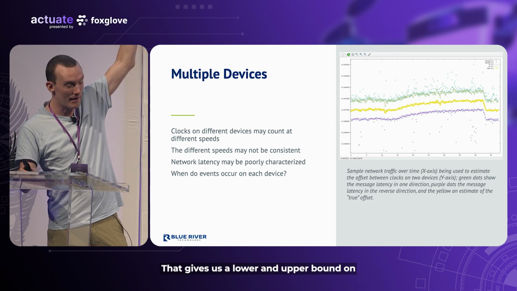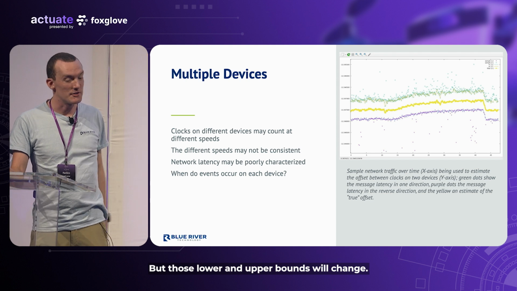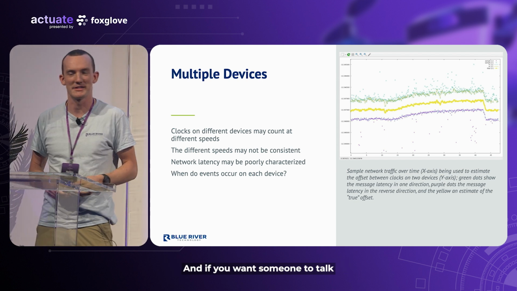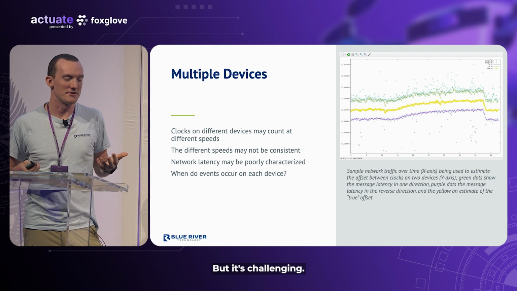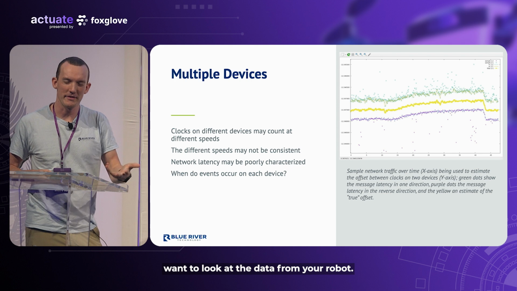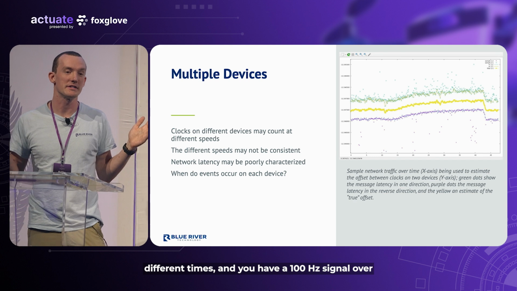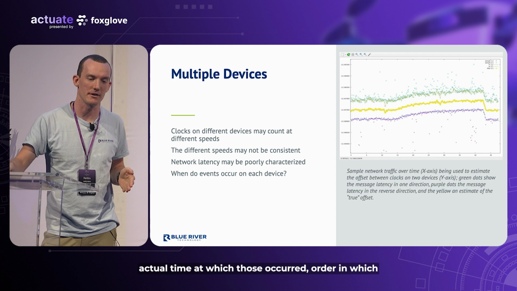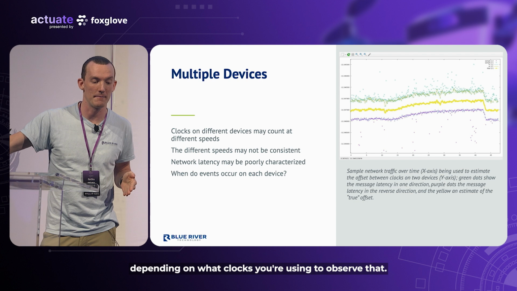That gives us a lower and upper bound on what the offset between the clocks is, but those lower and upper bounds will change. You can generate an estimate, but generating estimates is harder than you would like, and if you want someone to talk about that, you can talk to Austin. But it's challenging, and this can create additional problems when you want to look at the data from your robot. Because if you have clocks that go forward at slightly different times and you have a 100 hertz signal over the course of many minutes, if you go to look at the actual order in which those occurred, many minutes later, it may be different depending on what clocks you're using to observe that.